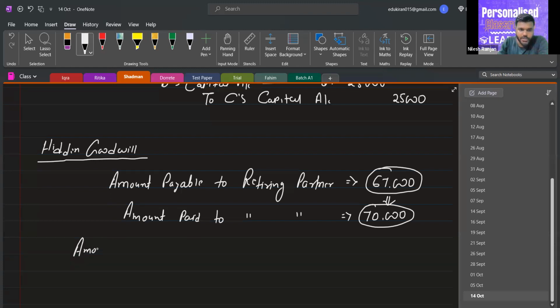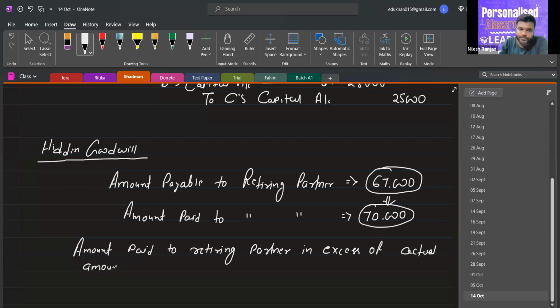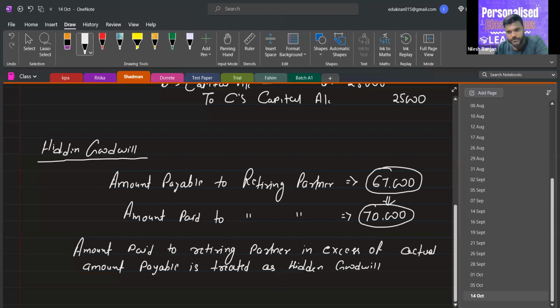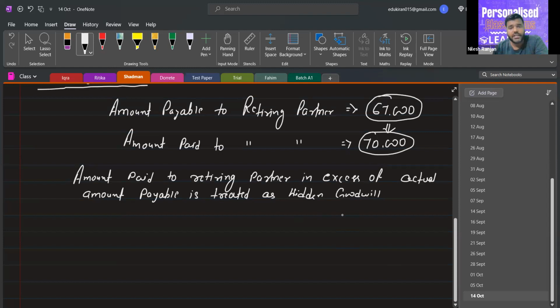If we talk about the definition part, the amount paid to the retiring partner in excess of the actual amount payable is treated as hidden goodwill. It is treated as hidden goodwill.